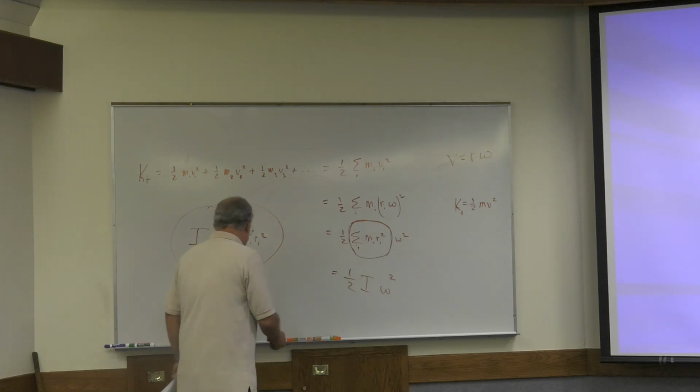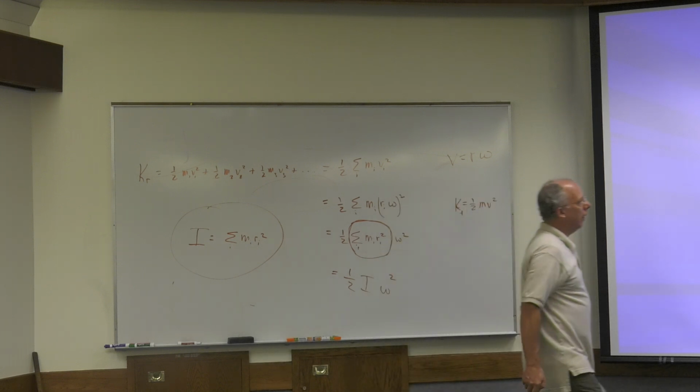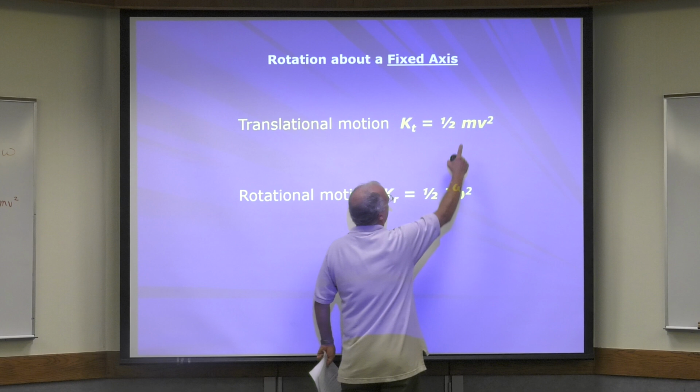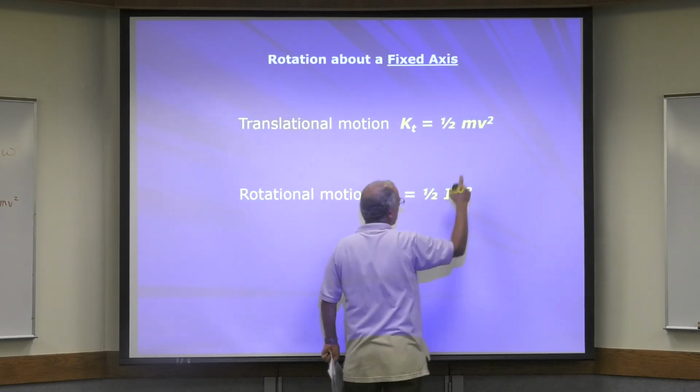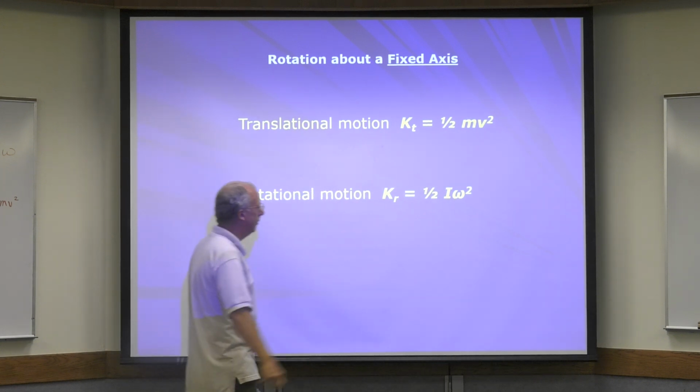And again, here's a nice way to look at it. Here's translational, 1/2 mv squared, and rotational, 1/2 I omega squared. The 1/2 stays the same, m goes to I, v goes to omega. So if you know this, you kind of know that. It's kind of nice.